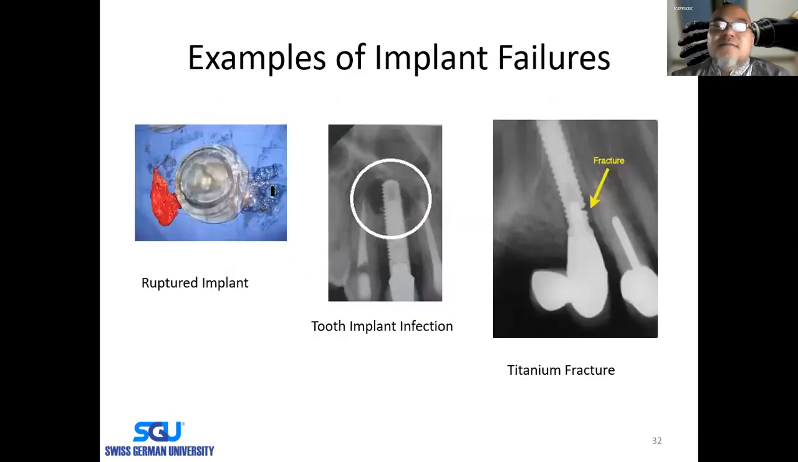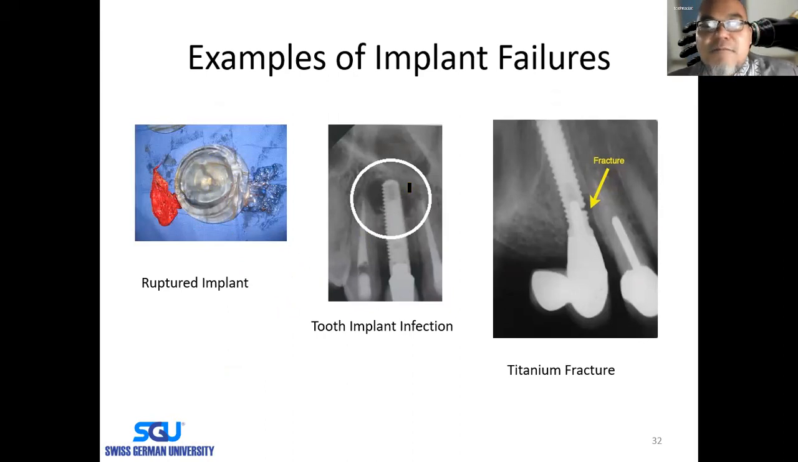So this picture shows some examples of implant failure. The first one is a ruptured implant. This is, I think, a breast implant, implanted into the breast, made from silicone. You know, silicone is a type of polymer. When it is ruptured and gone, it looks like this. You don't want this to happen.